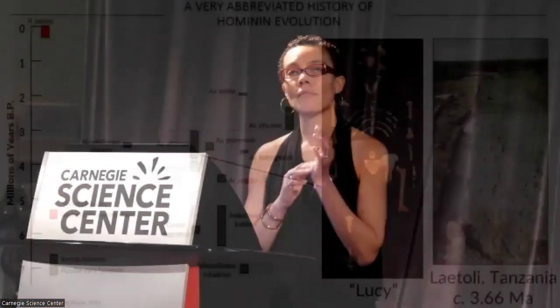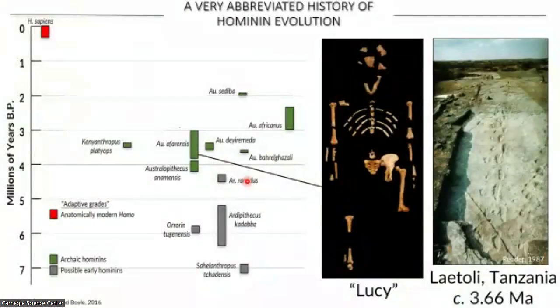So then once we move up a little bit closer in time, we can see that there's kind of an explosion of species. There are lots of archaic hominin species, which are shown here in green. And most of them are attributed to the genus Australopithecus. They lived in different areas at different times between about 4 million years ago and 2 million years ago. And this is the group that includes the famous Lucy fossil.